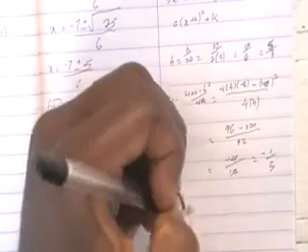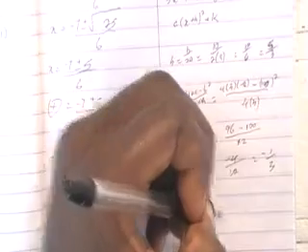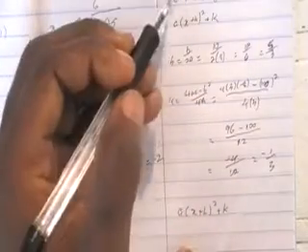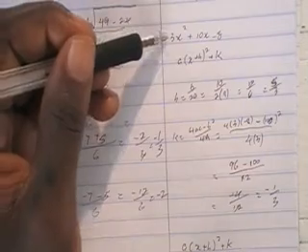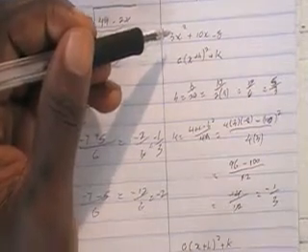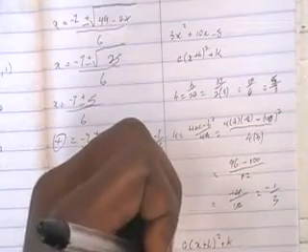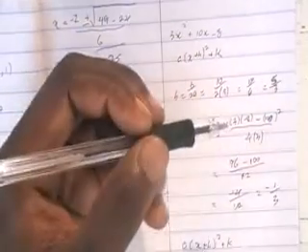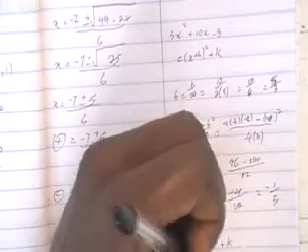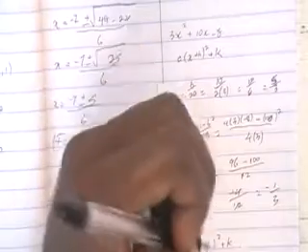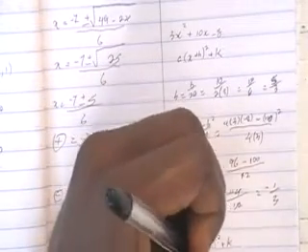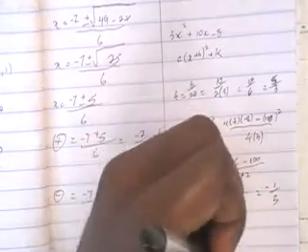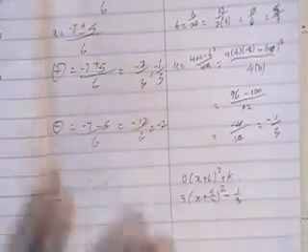Remember the form is a(x plus h) squared plus k. A is 3. From the equation itself, a is 3. So a comes here. H, we solved h as 5 over 3, and it was positive. Yes, it was positive. So 3(x plus 5 over 3) squared, and our k is negative 1 over 3. So this is the form that it goes into.